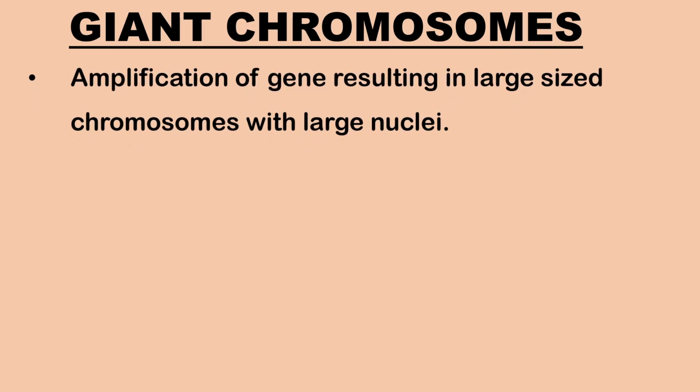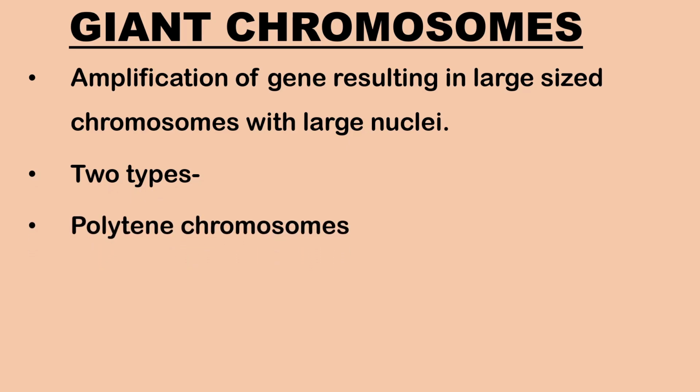Finally, let us learn about the giant chromosomes. In some cells at certain stages, amplification in the gene takes place, due to which large-sized giant chromosomes are formed containing large nuclei. Giant chromosomes are of 2 types, Polytene chromosomes and Lampbrush chromosomes.